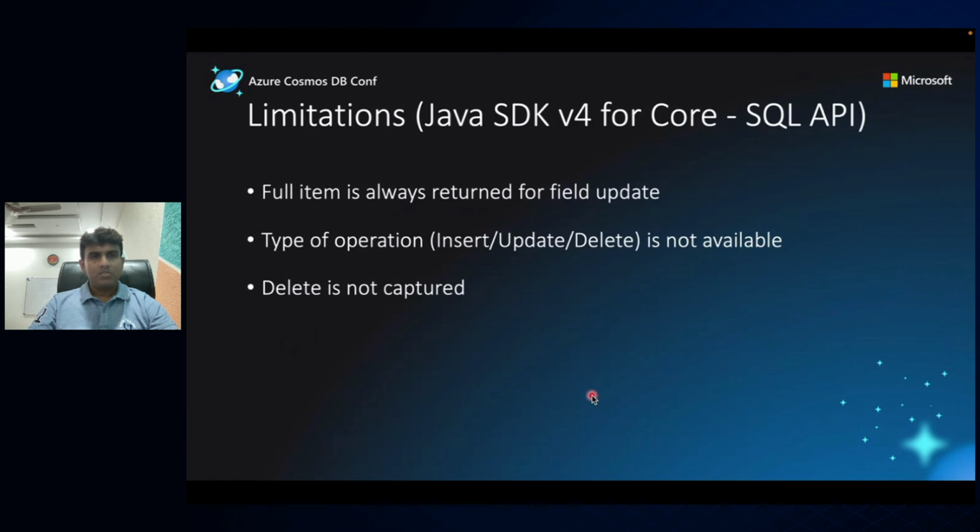So we saw the demo and we saw the code. There are a few limitations that developers should be aware of with respect to SDK version 4 for SQL API. For any field update that happens on the source side, we don't get information on which field got updated. Rather, the full item is always retrieved from the change feed. So that is one limitation.